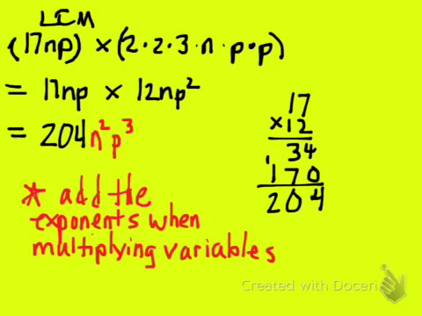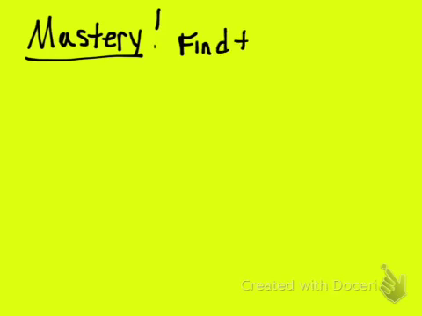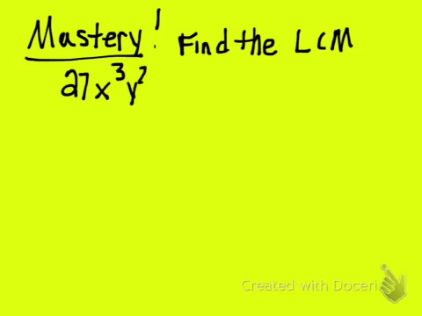And then our last slide here is your mastery. So make sure when you're finished with this one that you raise your hand, show me your work, and then you can get your sheet. Very similar. All right, here we go. 27x cubed y squared and 48x squared y to the fifth. Remember to locate your prime factorization, find the GCF, and then take the GCF times the leftovers for the LCM. Okay? Good luck.